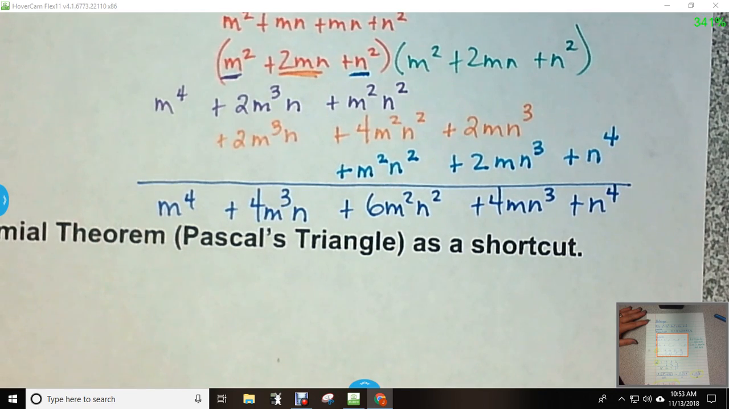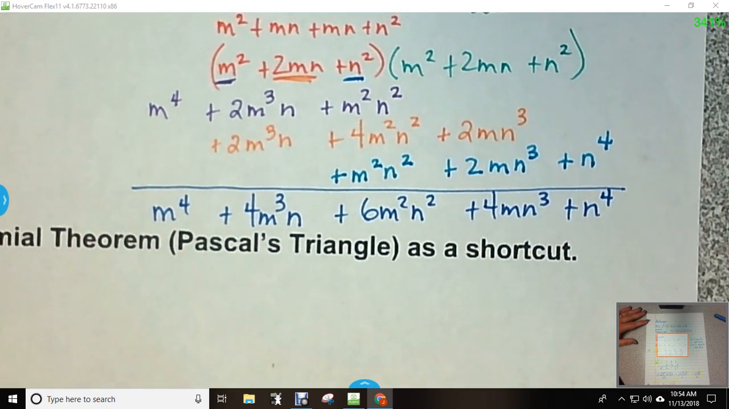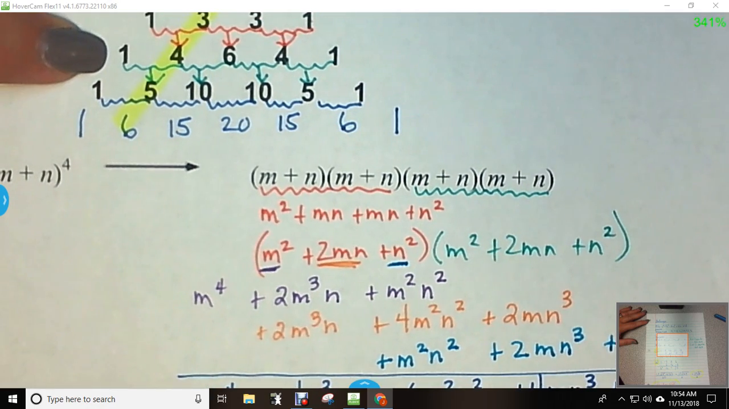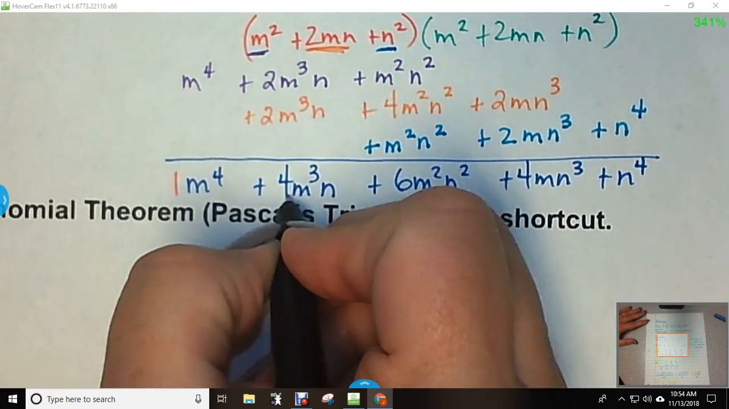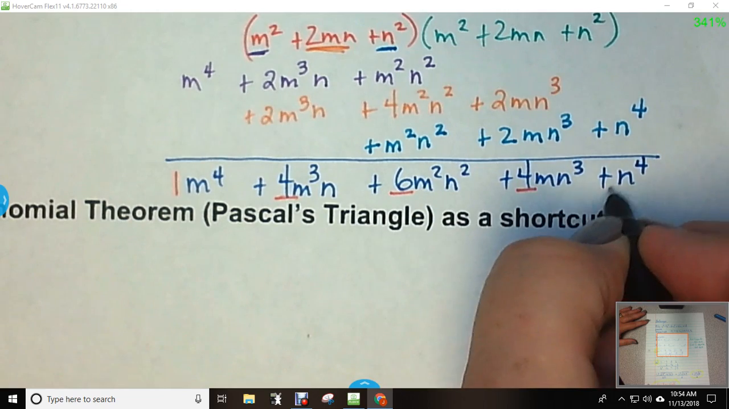All right, so this is what I get when I fully expand that. Now, I want to show you how this relates to the triangle and how to get to the shortcut from this. This was an original (m + n) to the fourth power, right? Take a look at the coefficients that are on row 4: 1, 4, 6, 4, 1. Look at the coefficients in our answer: 1, 4, 6, 4, 1.